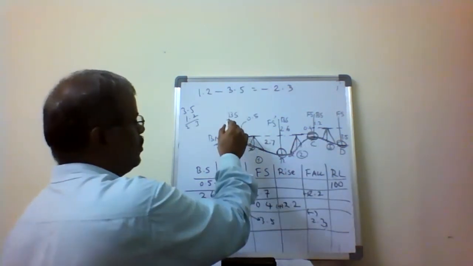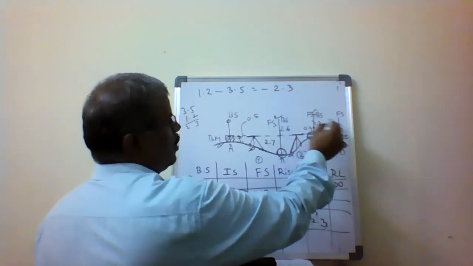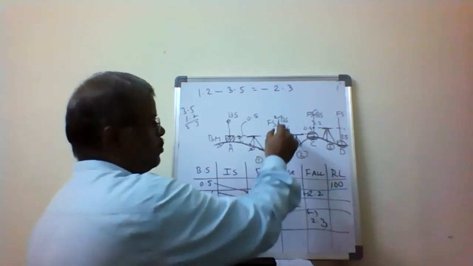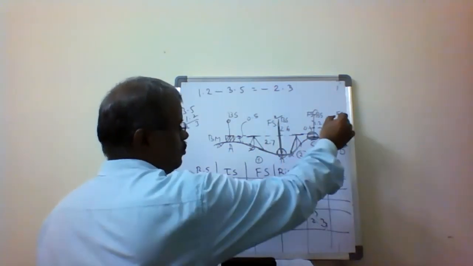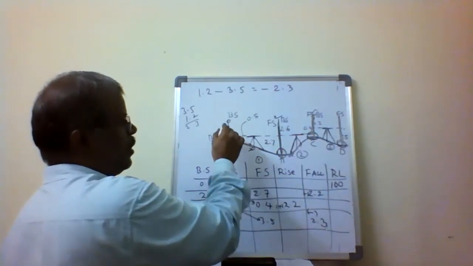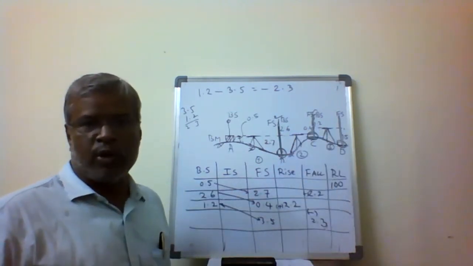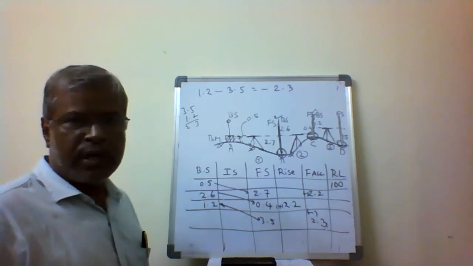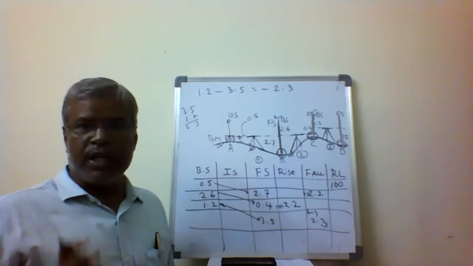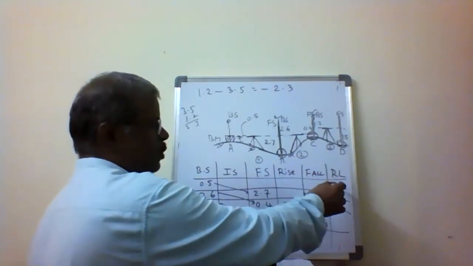Here we are comparing this one and this one, and this one and this one. That's why there are two depression points. Rise is only one. So these are the consecutive readings we are comparing. If we get a negative value, it goes into the fall; a positive value goes into the rise. Now you know the elevation of the first point is 100.